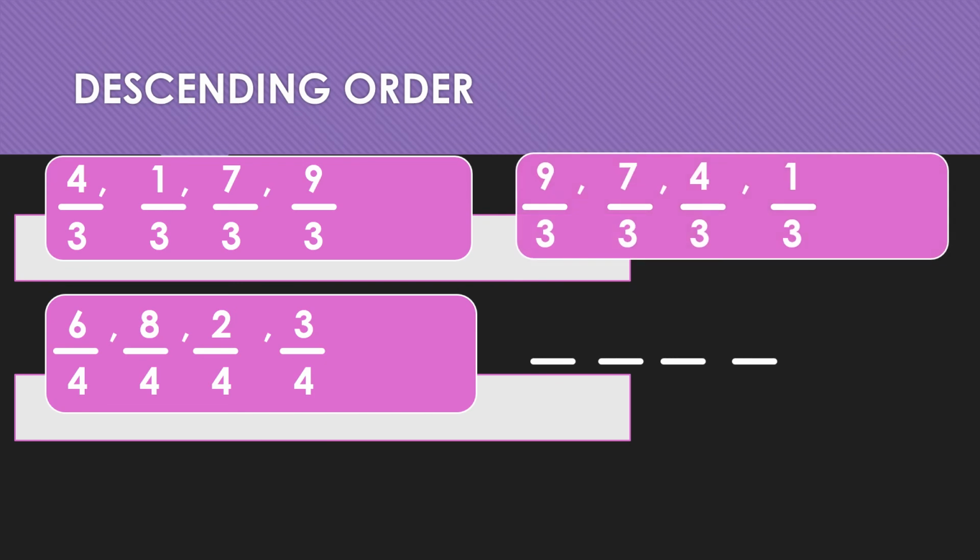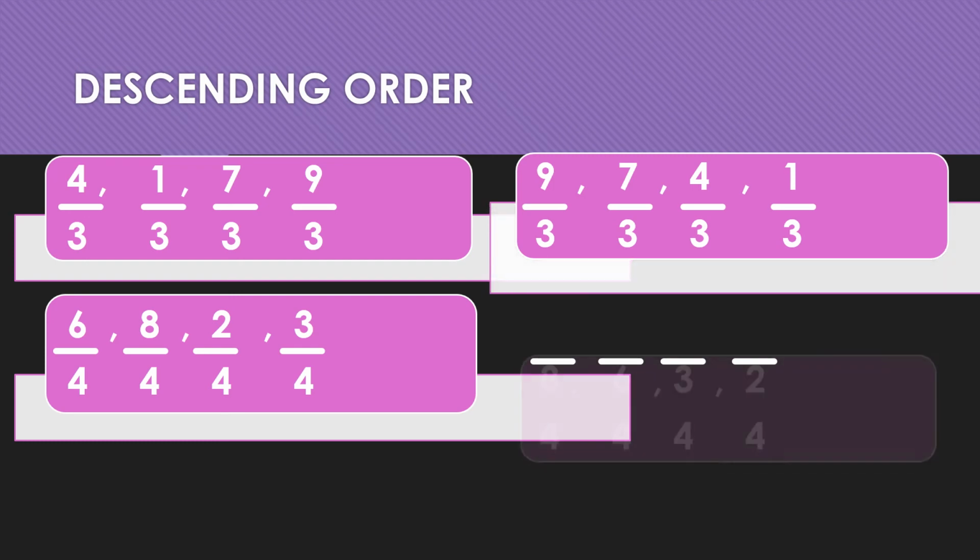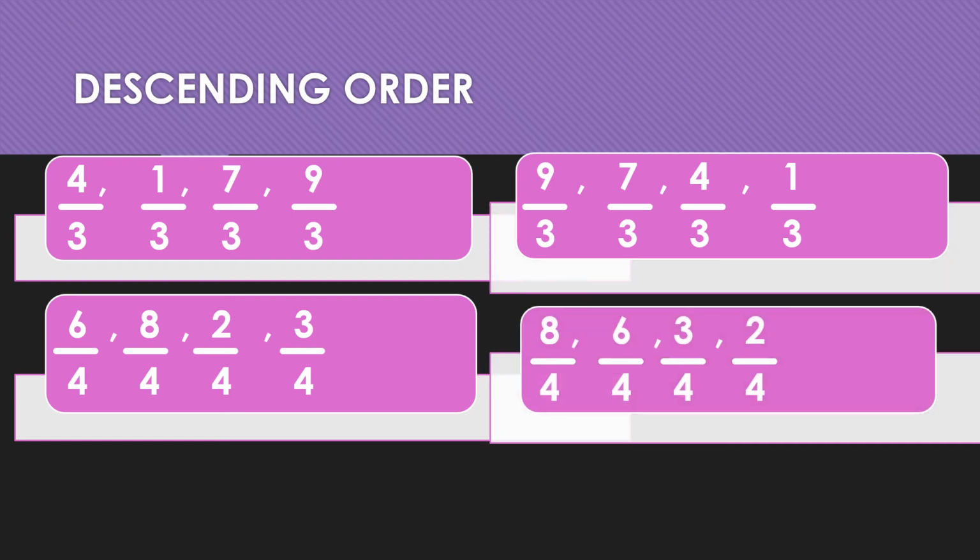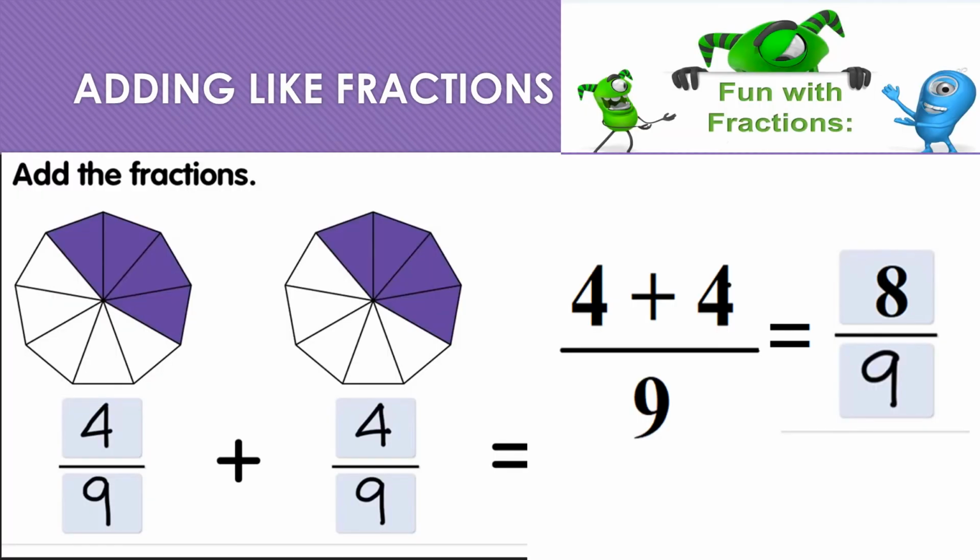Now look at the second example, which is 6 by 4th, 8 by 4th, 2 by 4th and 3 by 4th. Since the denominators are same, that is 4, we simply arrange the given fractions in descending order by comparing the number on top, that is the numerator. So the descending order for the numbers on top would be 8, 6, followed by 3 and then 2. So the descending order of the given fractions would be 8 by 4th, 6 by 4th, 3 by 4th and 2 by 4th.